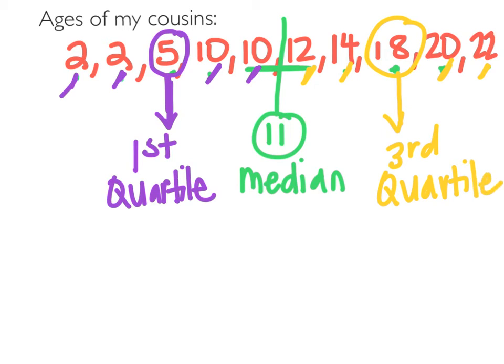Okay. So now the next thing that you have to find, which we already have found, or which are easy to find, are the lowest and highest numbers. So 2, that's called my lower extreme, and 22, that's called my upper extreme. That's my lowest and highest numbers.